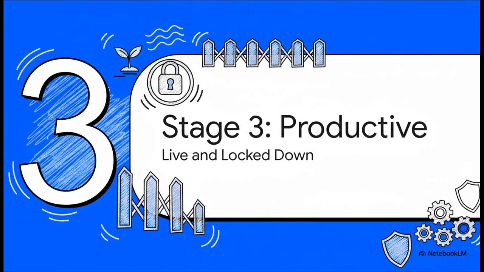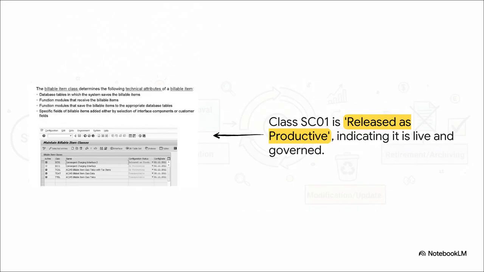Which, of course, brings us to the final, and you could argue the most important stage of all, released as productive. I mean, the subtitle here really says it all: live and lock down. At this point, it's all about protecting the live system where the real business happens. Hopping back to our system view, you can see SC01 is released as productive. This isn't just a suggestion. It's a clear, bright, flashing sign that says this thing is live.